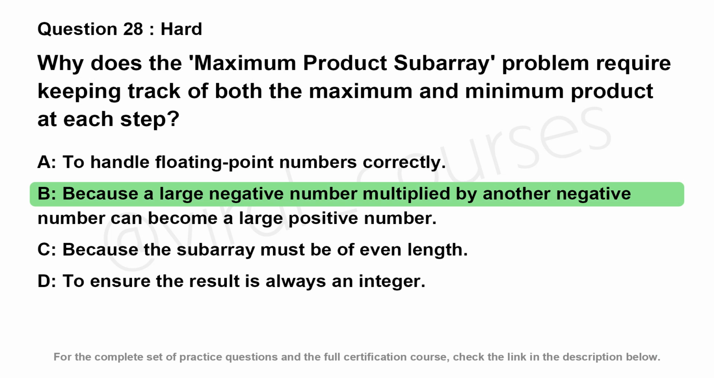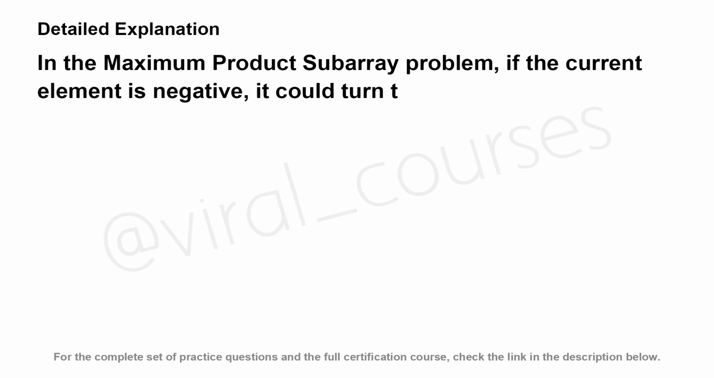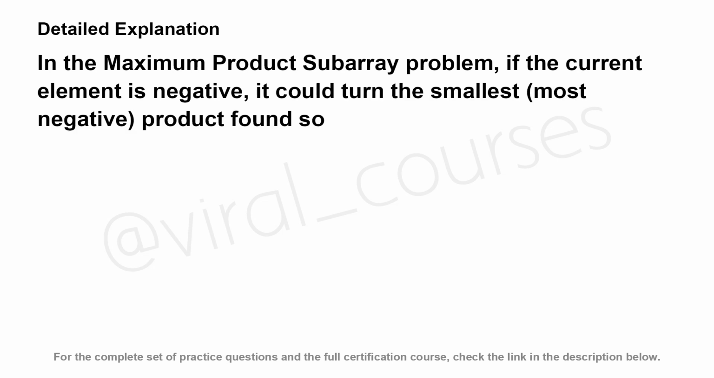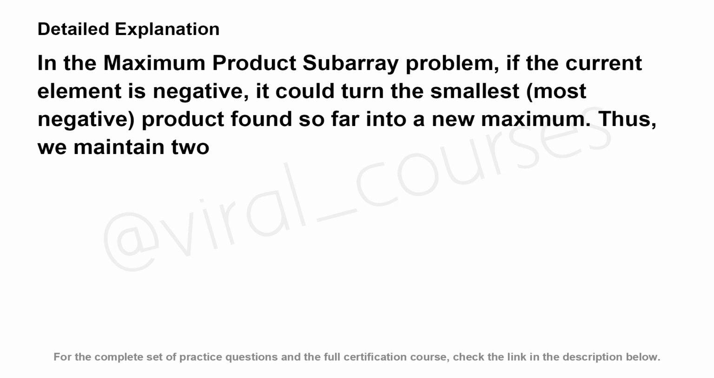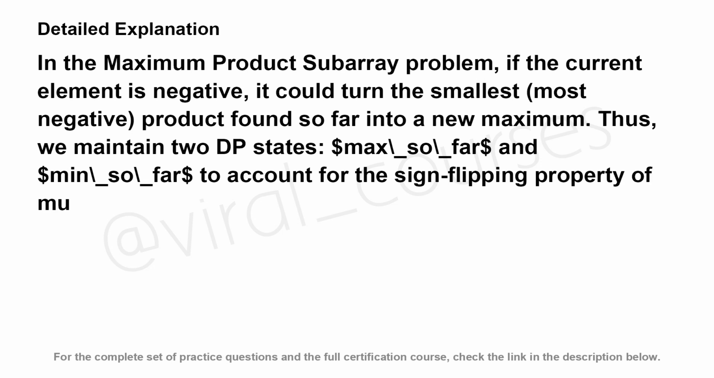The correct answer is B. In the maximum product subarray problem, if the current element is negative, it could turn the smallest, most negative product found so far into a new maximum. Thus, we maintain two DP states, max_so_far and min_so_far, to account for the sign flipping property of multiplication.